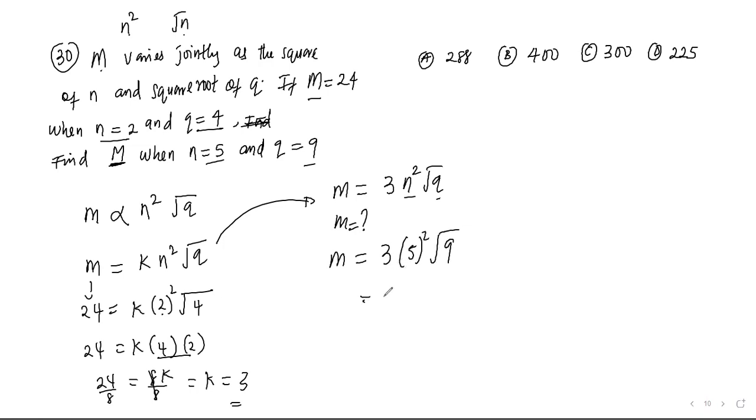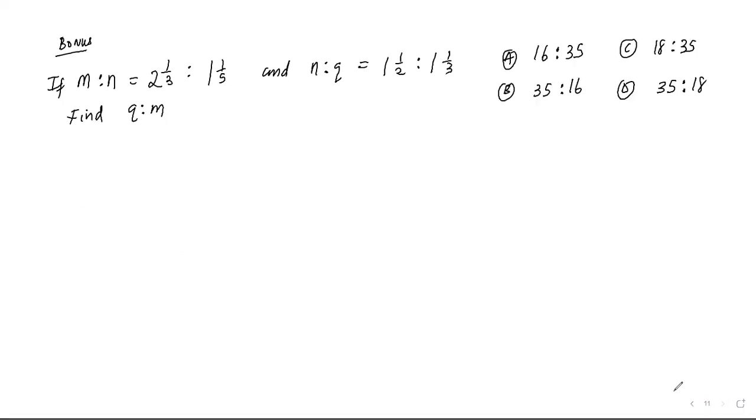So all of these become 3 times 25. The square root of 9 is 3 now, so we have 3 here. 25 times 3 gives me 75. 75 times 3 gives me 225. So my m must be 225. That is option D. Now let's go to the last question, which is also one of the questions my students sent to me.